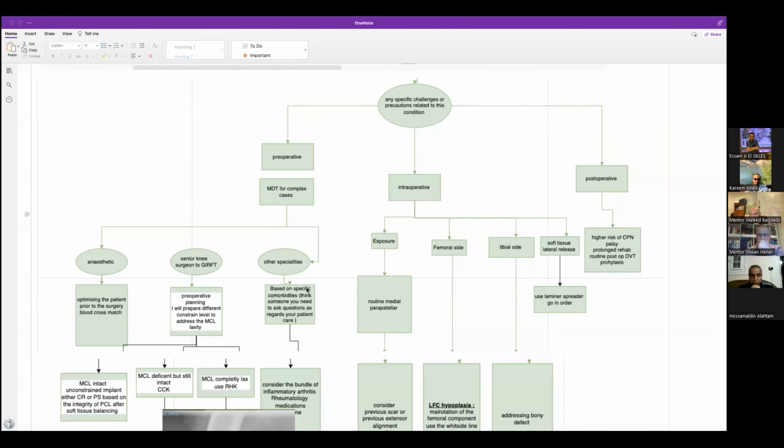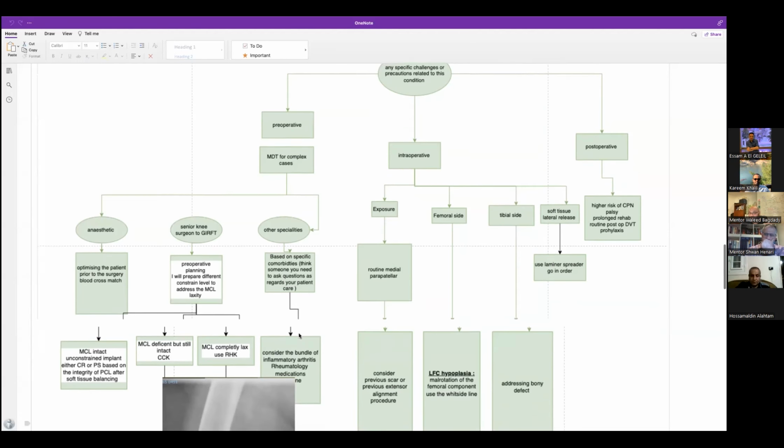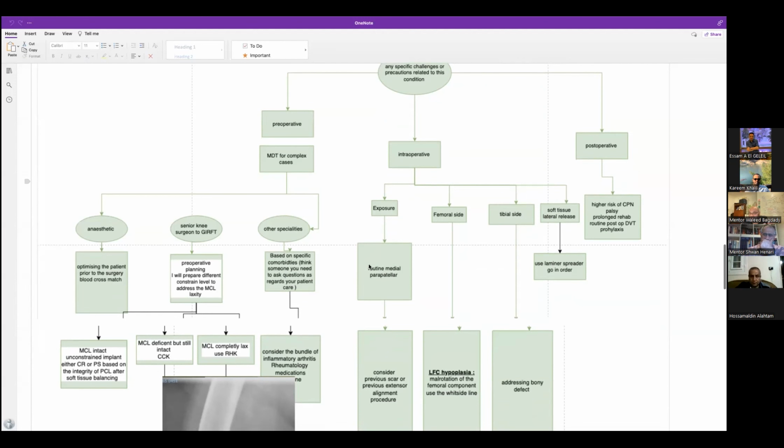And other specialties, according to the input the examiner will give you. He might tell you this patient has rheumatoid arthritis, or he may tell you the patient doesn't have rheumatoid arthritis. So you need to involve some sort of rheumatologist, or to check for medication and things like that. Then you divide into intraoperative, including the exposure, the femoral side, the tibial side, and the soft tissue.